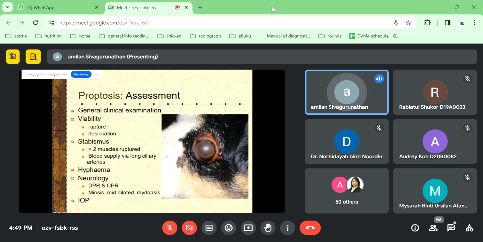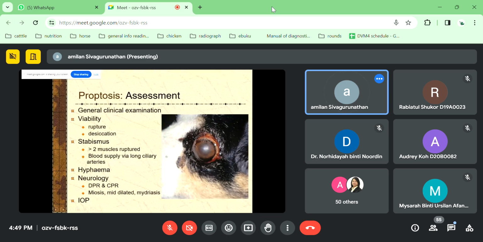So, in order to be able to make conclusions on the globe, we have to look at the viability. So, we look at the structure of the globe. Is this viable? The globe has to have a normal structure. It cannot be having any loss of dimension. So, this picture here is viable. There's no rupture and there's no desiccation. There's just some clouding.